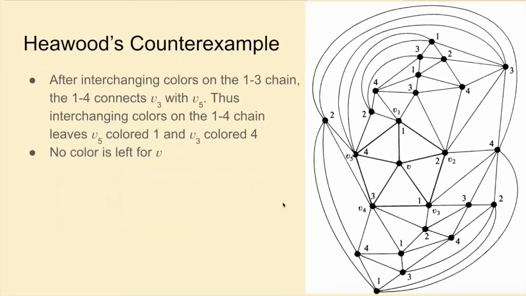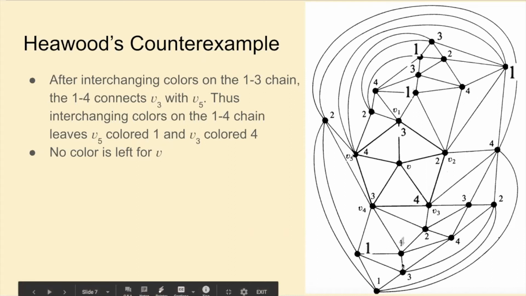In Haywood's counterexample, he shows that after interchanging colors on the 1-3 chain from V1, the 1-4 chain from V3 connects to V5. Thus, interchanging colors on the 1-4 chain leaves V5 colored 1 and V3 colored 4. We can see this by coloring V1 3 and changing all the connecting vertices that are colored 1 and 3. Now we change V3 to 4, and this changes all the connecting vertices.